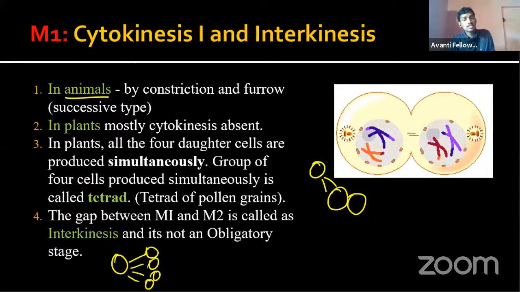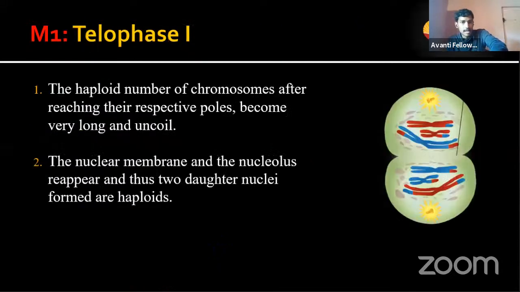We call those 4 cells a tetrad. So don't confuse this tetrad with the other tetrad, the chromosomal tetrad. Here tetrad means 4 cells. There tetrad means 4 chromatids. Yeah, this is the telophase stage 1.